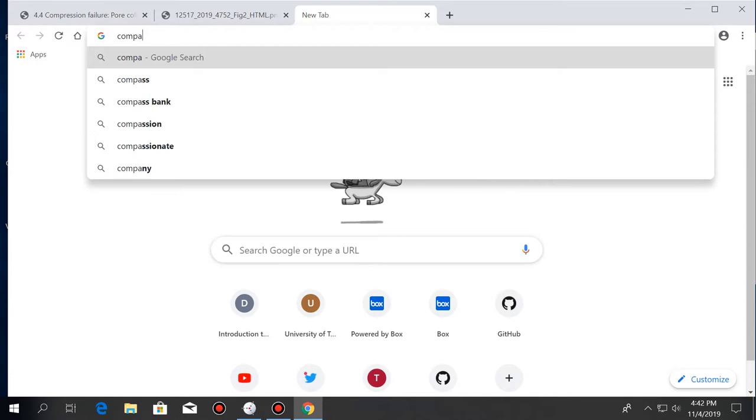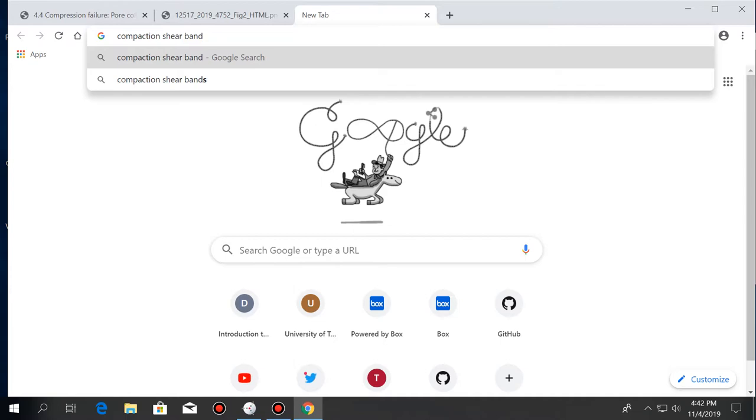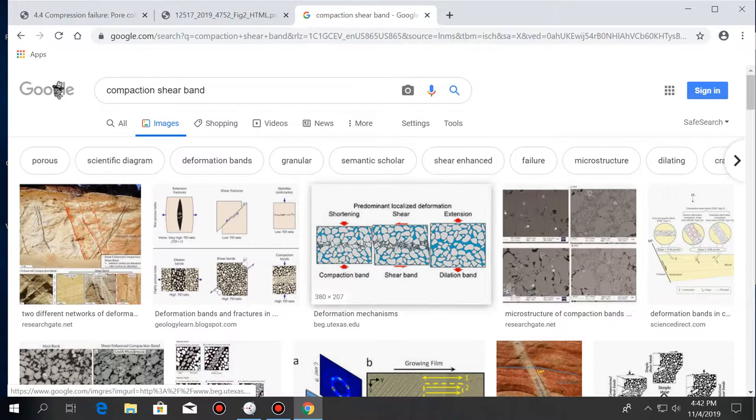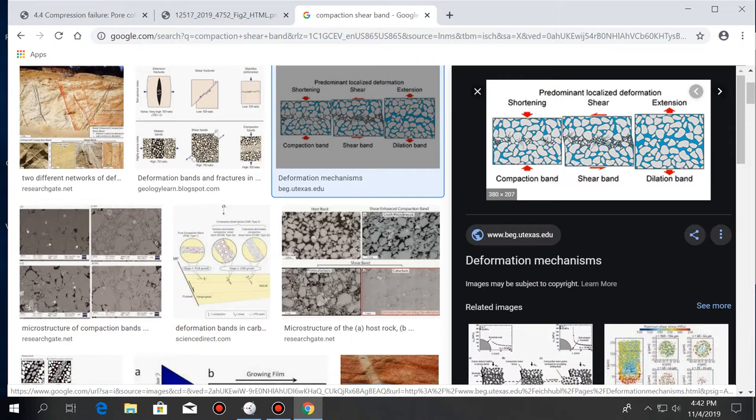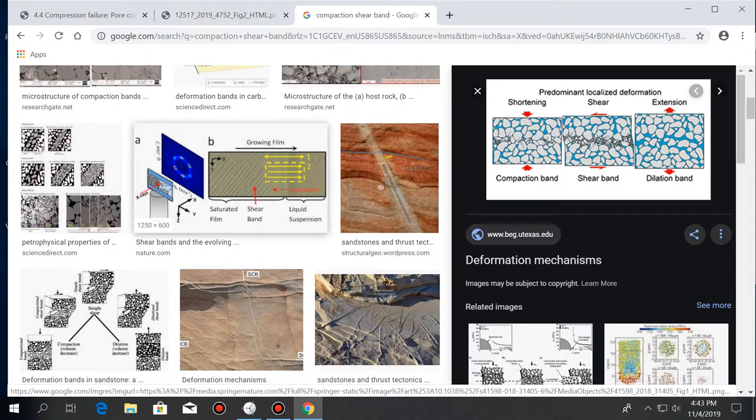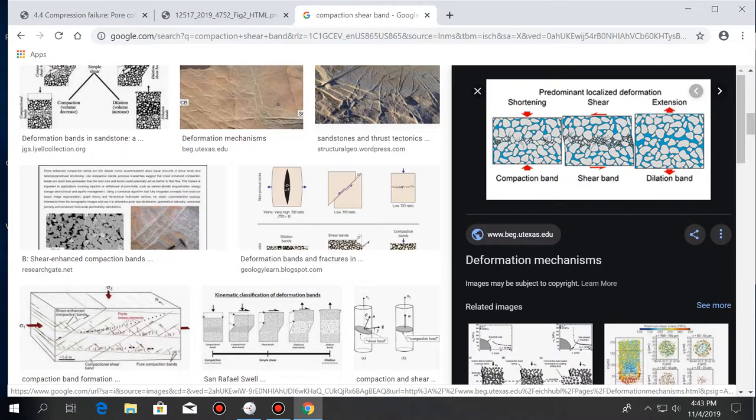Let's see if we find some cool picture of a compaction band. All right, so this is a very nice schematic that shows what will happen. You have shear, but at the same time, your grains crush. And they crush in the localized shear region. And when that happens, you get to, let's see, if I find a nice picture about that.